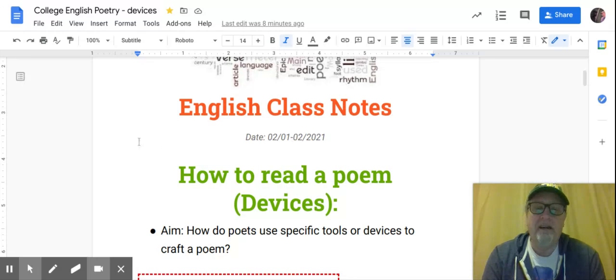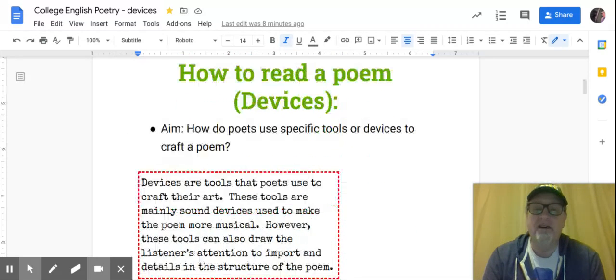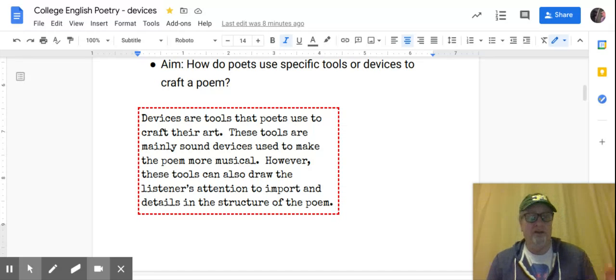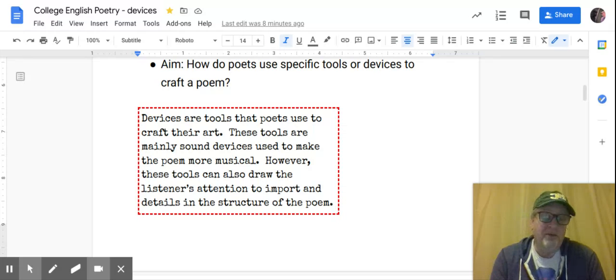So we look at the devices. Devices are tools that poets use to craft their art. They're mainly sound devices. Poetry is always meant to be read aloud. When I read books to my 2-year-old, they're all in a certain rhyme scheme, mostly so we can memorize the poems. That's not always true of free verse and things like that.